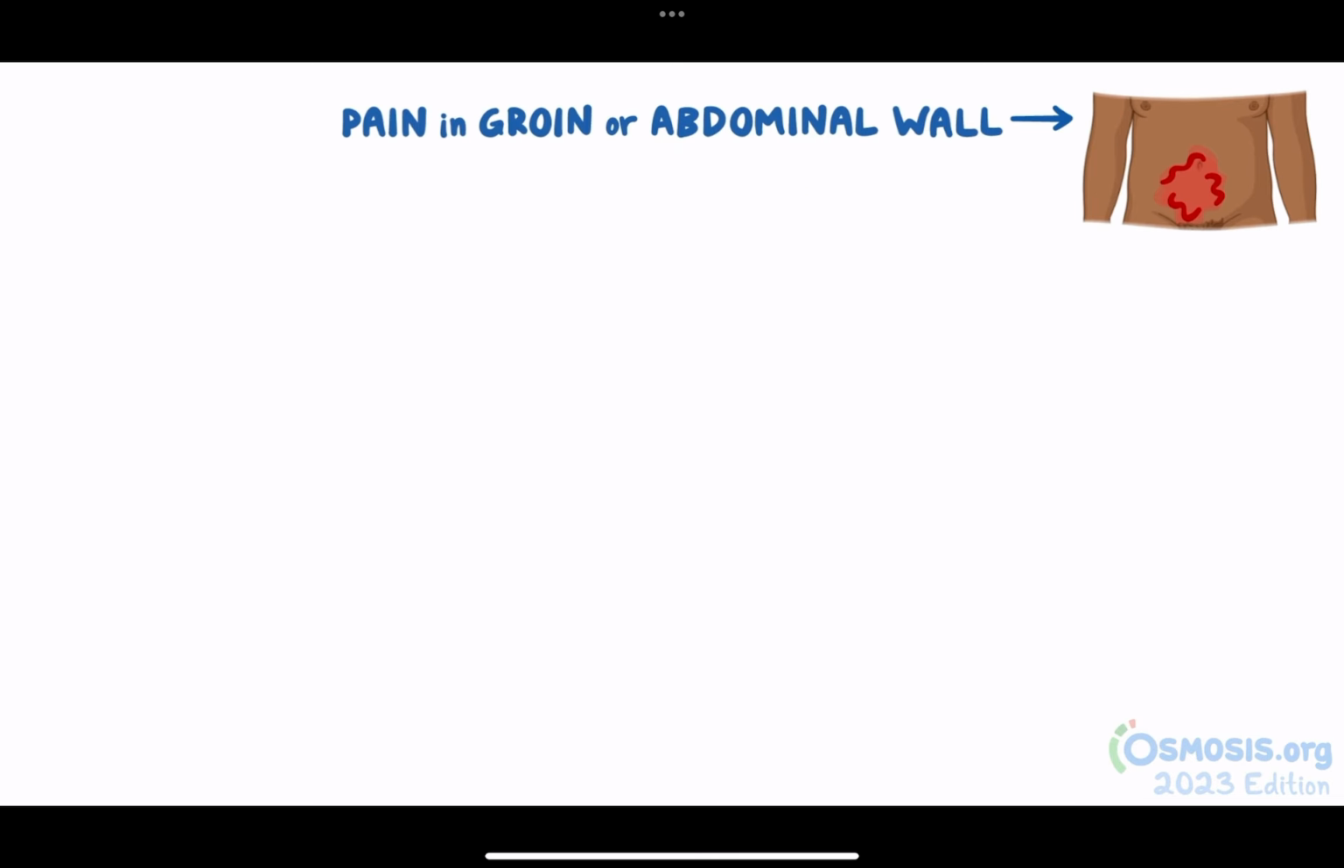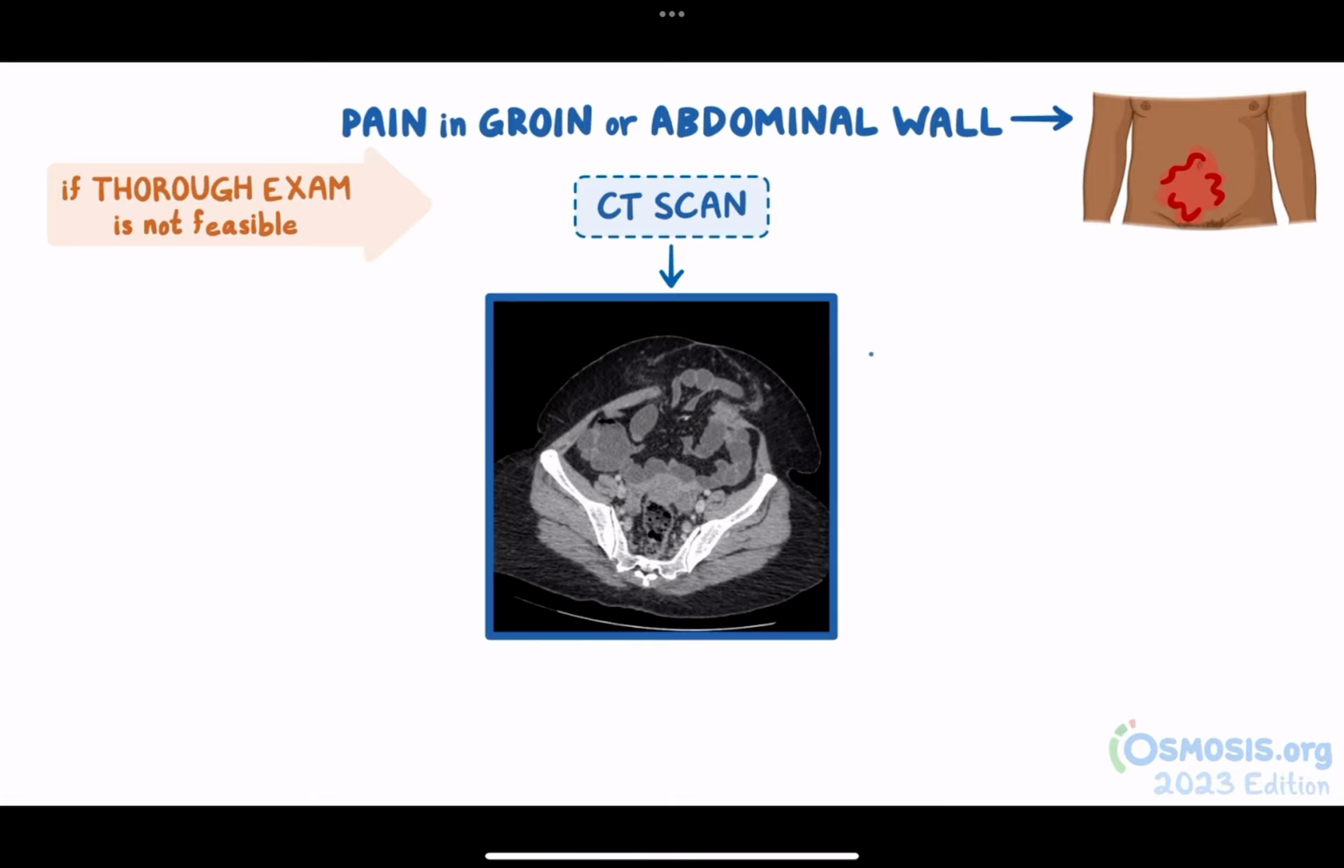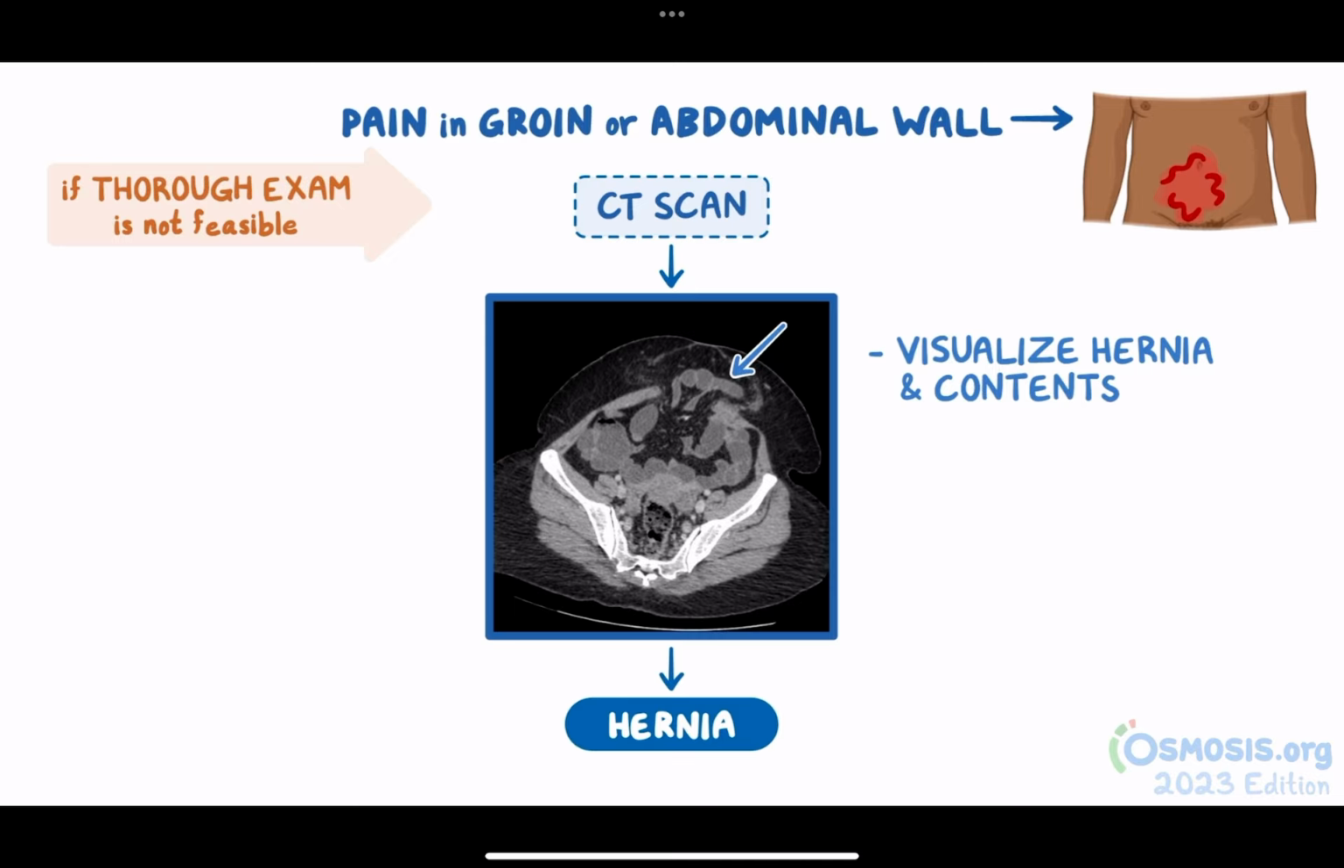Now, most of the time, a hernia can be diagnosed clinically, but if a thorough exam is not feasible due to body habitus or you're concerned about an incarcerated or strangulated hernia, you can order a CT scan of the abdomen and pelvis to visualize the hernia and its contents to help you confirm your diagnosis.